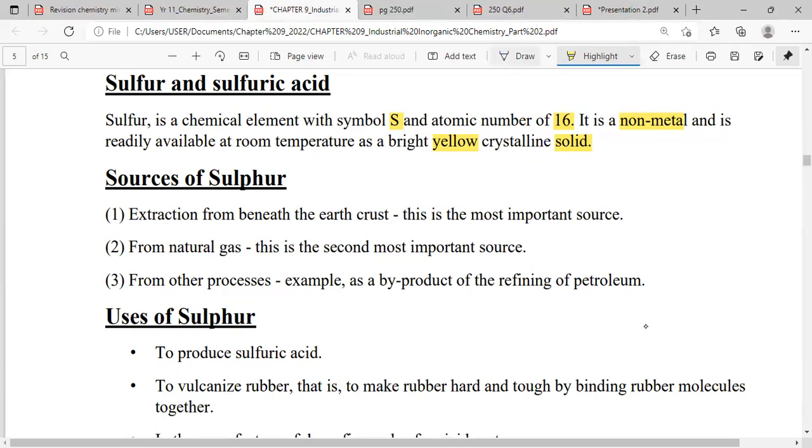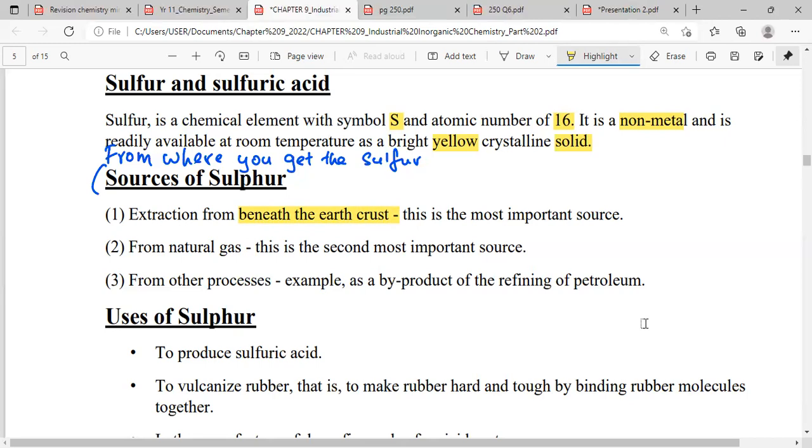Okay, now sources of sulfur. Source means from where you obtain it, from where you get any substance, but here it is sulfur. The major source of sulfur is from under the Earth's crust. It's found beneath the Earth's crust in volcanic regions and so on. You'll find it in the Earth's crust, and this is the major source of sulfur.